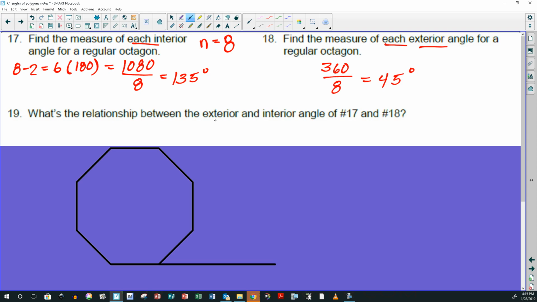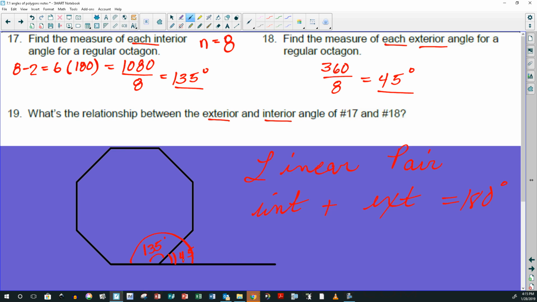What is the relationship between the exterior and the interior? If you look, 135 and 45. The interior is 135. The exterior is 45. Notice that together they make a linear pair. So the interior plus the exterior equals 180 degrees.